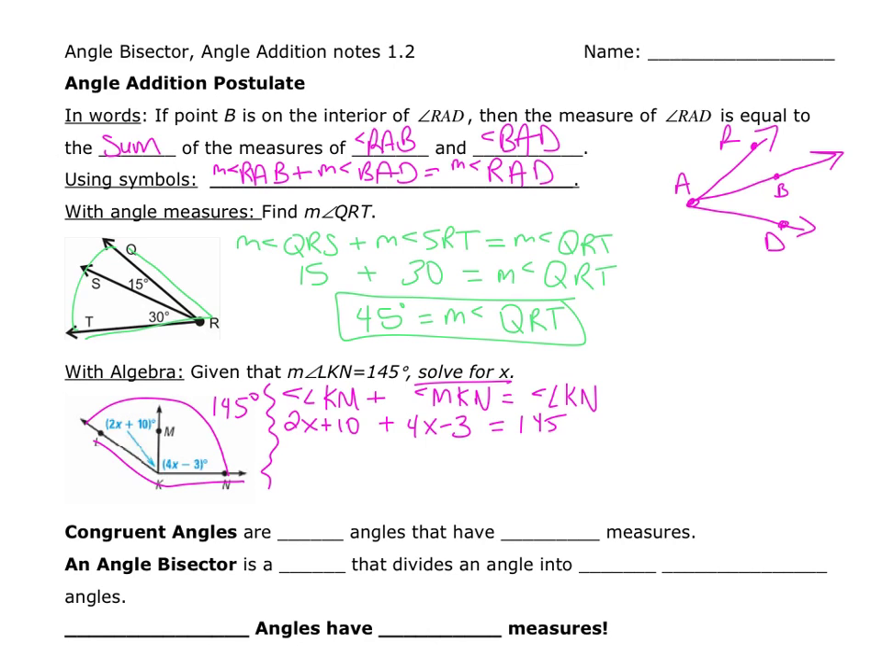So let's combine our like terms together. We've got 6x's all together. The positive 10 minus 3 is a plus 7, equals 145 degrees. We have to subtract the 7 over. I can't show that step since that's a little more space than I'm going to need. That would make it 138. If I divide both sides by 6, 138 divided by 6 is 23. So x will equal 23 in this problem.